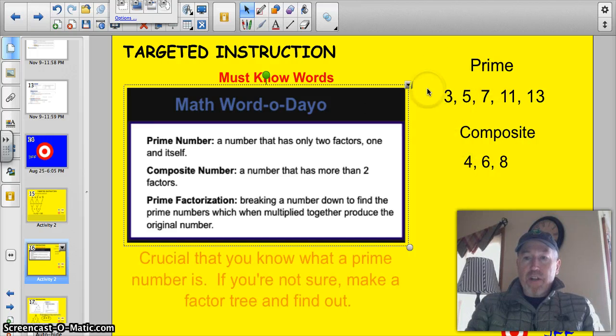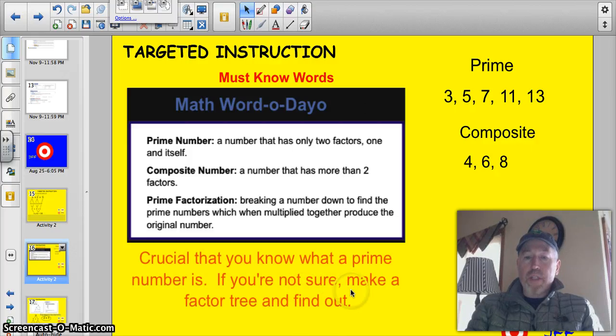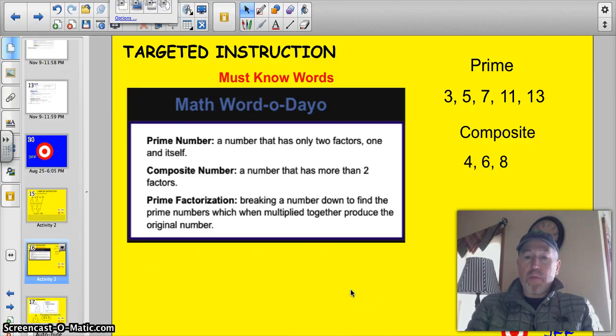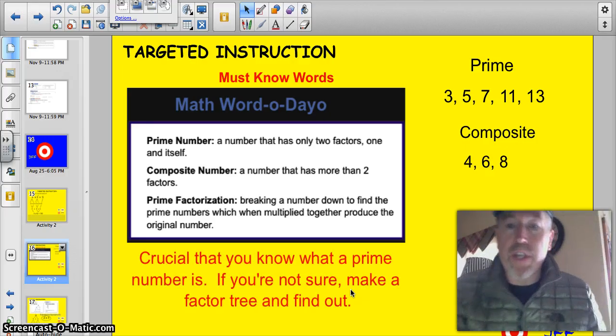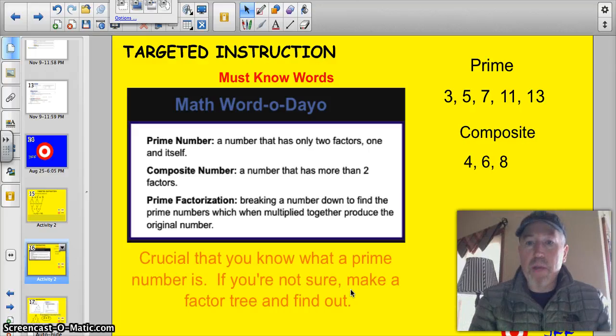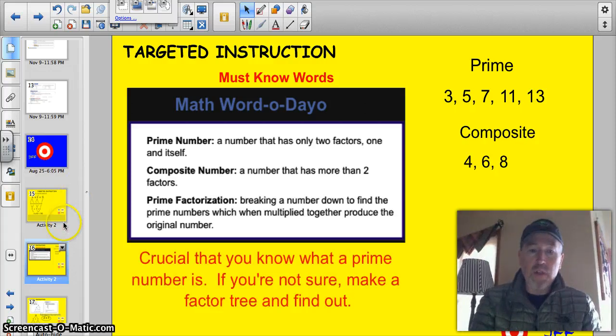When you make a factor tree, these numbers up here, prime numbers, and there's lots of them, they're only going to have two numbers on it. They're going to have the 1, and then they'll have the number itself. I've got a flashing message down here that says it's crucial that you know what a prime number is. If you're not sure, when you're doing your prime factorization, whether the number 6 is prime or not, make a factor tree and find out how many factors it has. We worked on that last lesson, so you can do that.